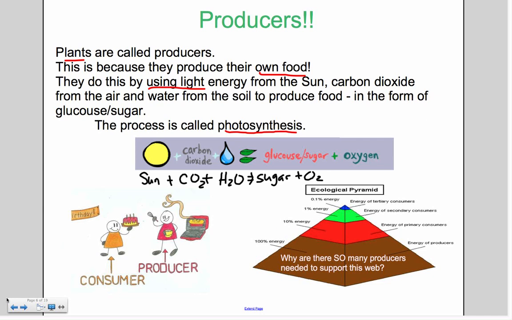If you had Miss Bauer, she had this picture beautifully displayed above her door most of last year. So just in your notes, make sure that you have something noted that plants are producers and they go through something called photosynthesis.